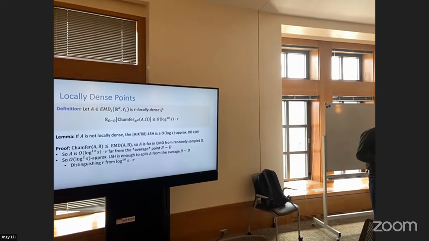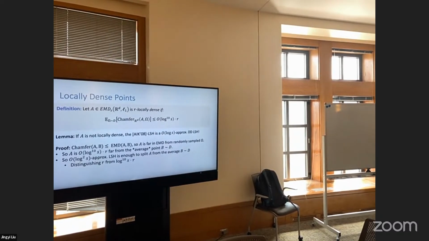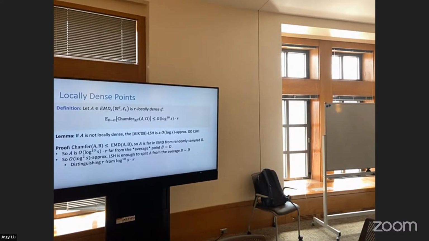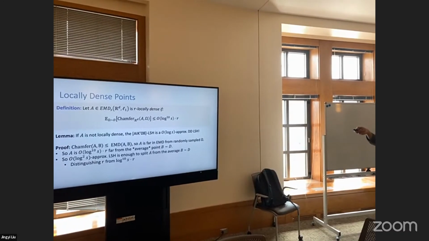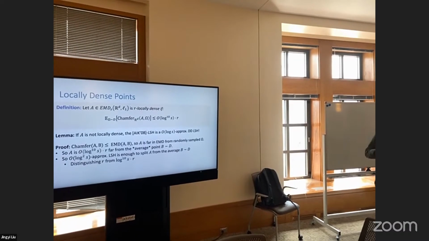What about the points that are far from the sample? Well, if it's not locally dense, and here's where we're finally going to use the second condition of data-dependent LSH, where remember the second condition was weaker. It only required us to split the far points away with respect to a random draw of a far point from the data set, not all far points. And so how can we exploit this? Well, if A is far in chamfer from the sample, its earth mover distance is going to be even farther from a sample because earth mover distance is larger than chamfer.